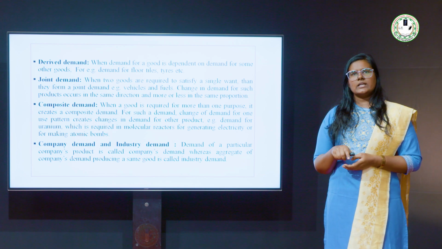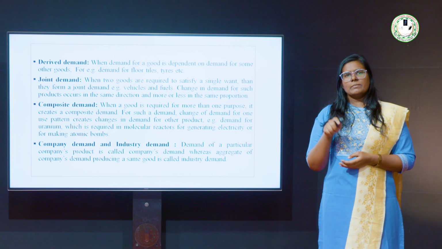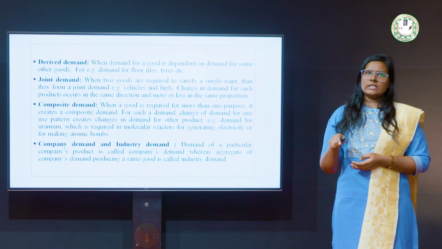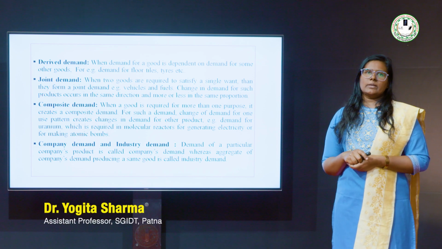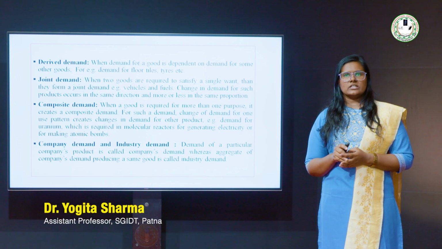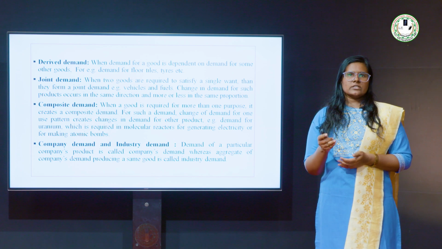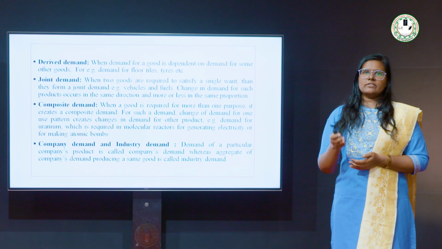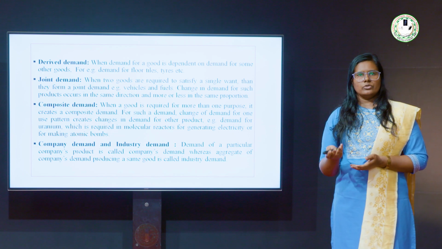Next is derived demand. For this, the demand is dependent on some other goods, like demand for floor tiles. The demand for floor tiles will only increase if there is construction work going on. Next is the joint demand. When two goods are required to satisfy a single want, they form a joint demand, like vehicles and fuel. Fuel is only needed when you have a vehicle. If you don't have a vehicle, there is no need of fuel for you.